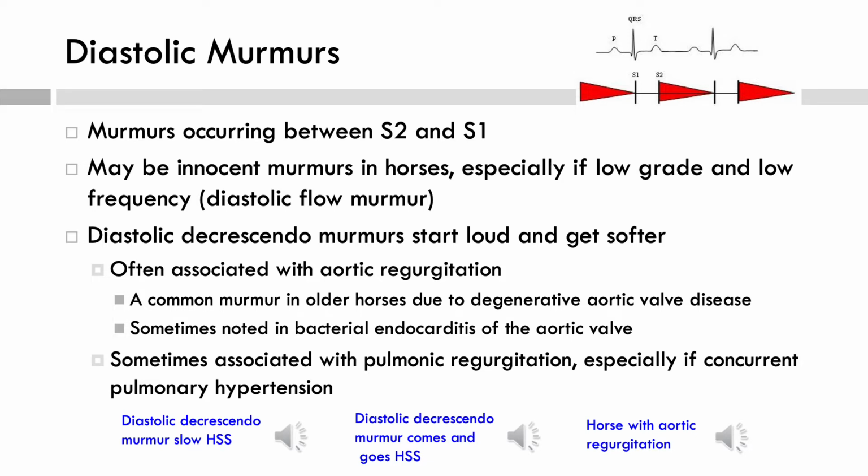And next we'll listen to a diastolic decrescendo murmur on the heart sound simulator that comes and then goes away. And finally, we'll listen to an elderly horse with aortic regurgitation that has a diastolic decrescendo murmur.